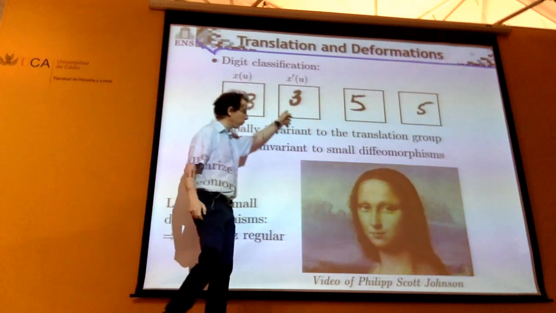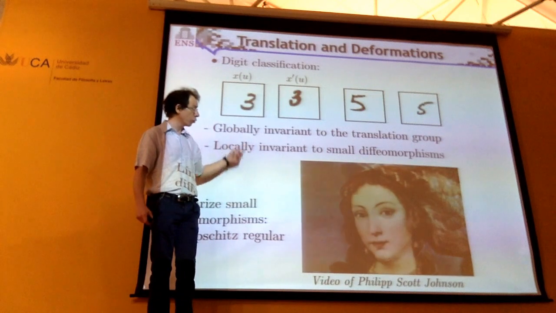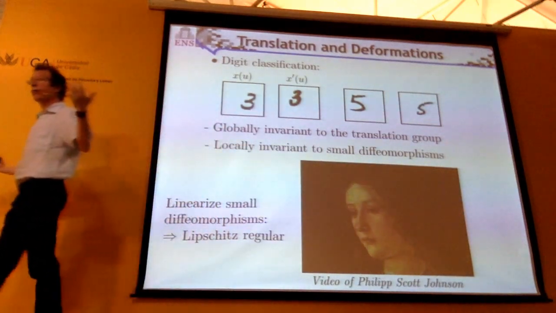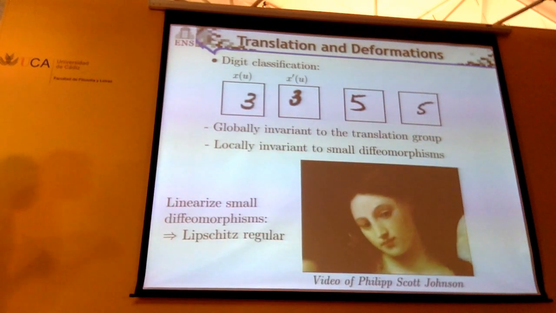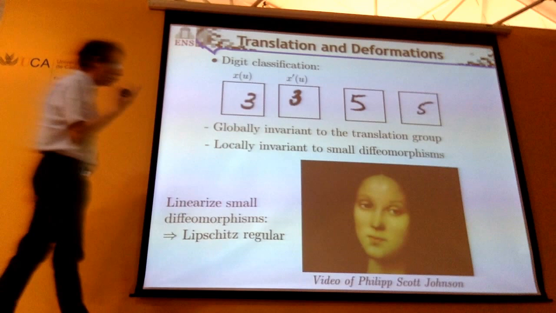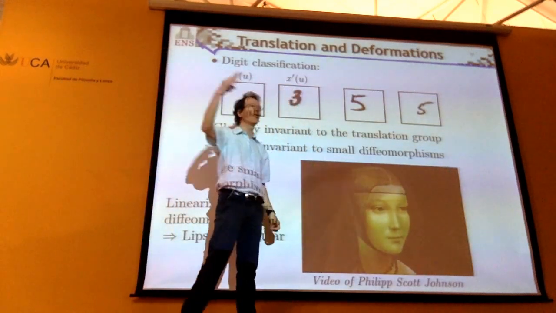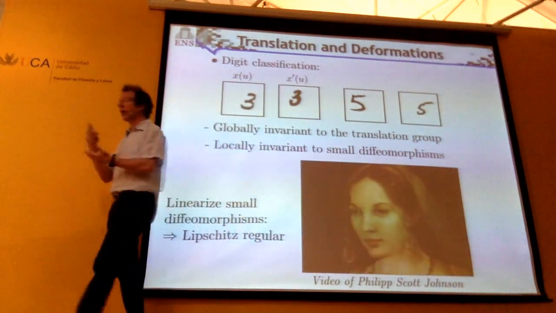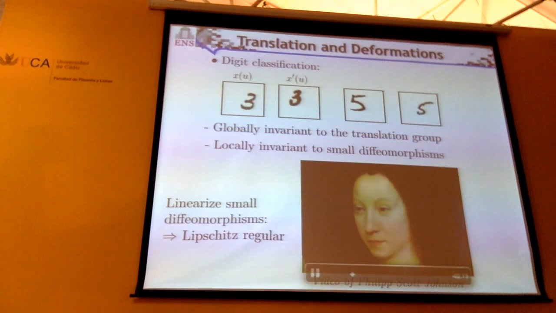Translation is a simple operation, but if you look at the set of diffeomorphisms that I showed last time, you can really have a very wild travel across images. And you can see that when the diffeomorphism is small, the image essentially remains of the same class, and at one point when it's too big, then the image is obviously going to change because you can transform, let's say, a 3 into a 5 with a diffeomorphism.